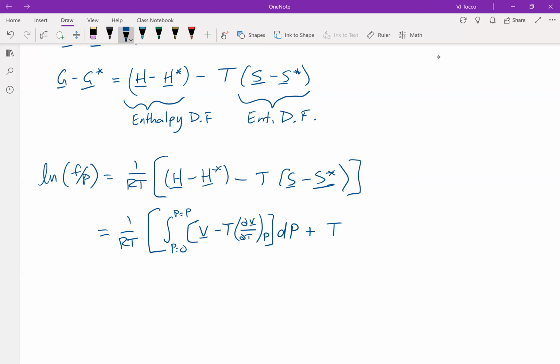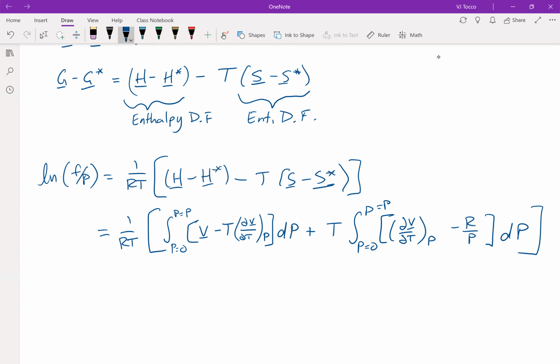My departure function for entropy is a minus, which already comes back out in making this a plus. I've got the integral from p equal to 0 to p of (dv/dt) at constant p minus R over p, dp. Let me just give this a once-over and double check to make sure I didn't make any dumb mistakes. I think that looks good.